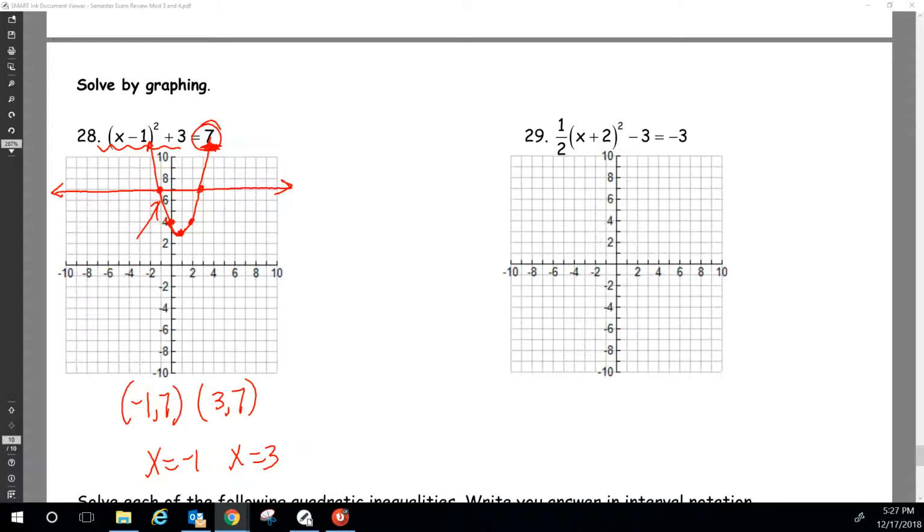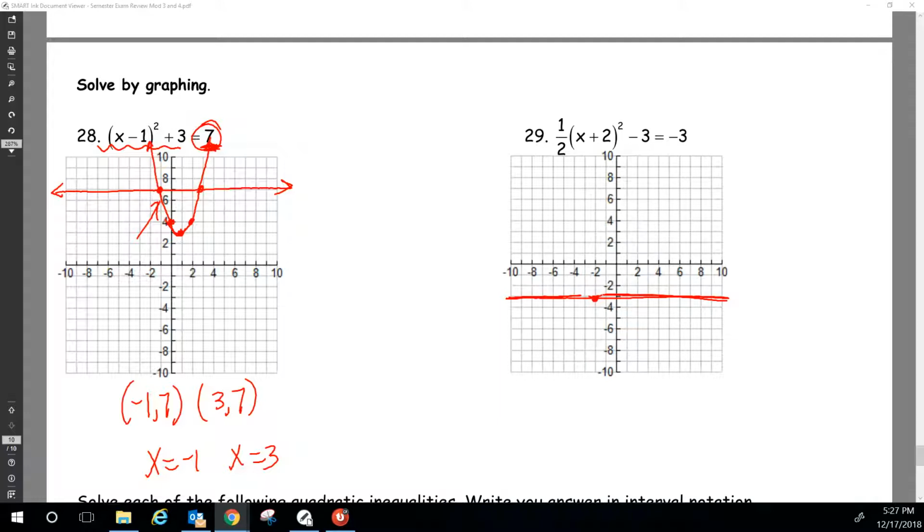All right, same thing with number 29. We know y is equal to negative 3, so this is where we're trying to intersect. And our graph is centered at negative 2, negative 3. Aren't we lucky? And then it goes up somewhere from here, right? Doesn't look exactly like that. I guess you shouldn't be so lackadaisical. This is your review after all.